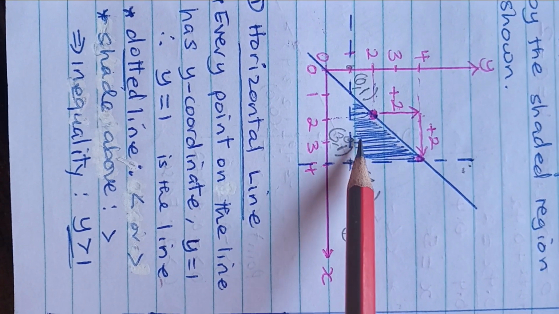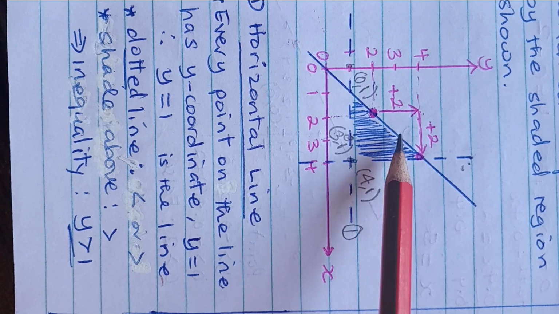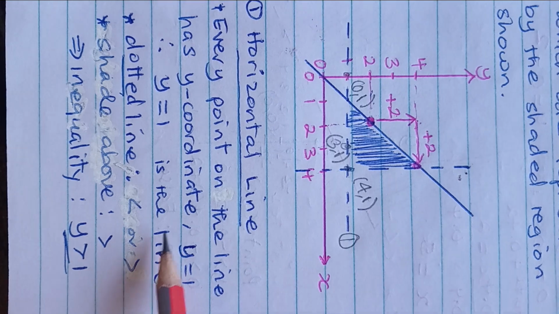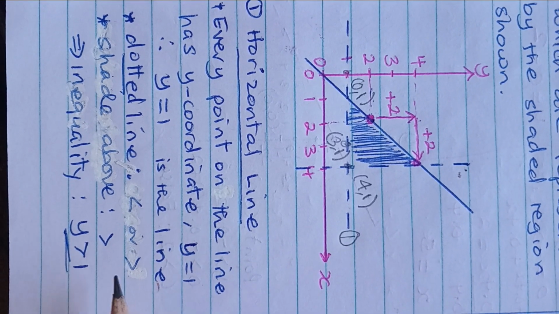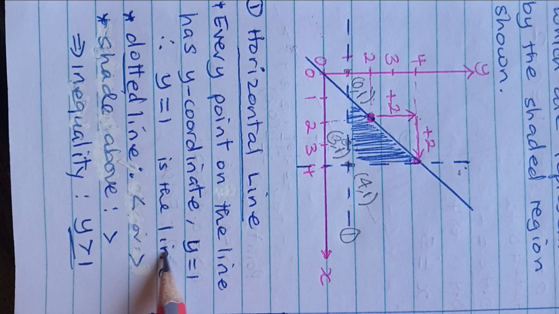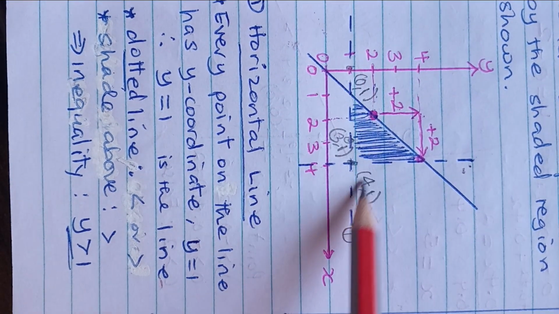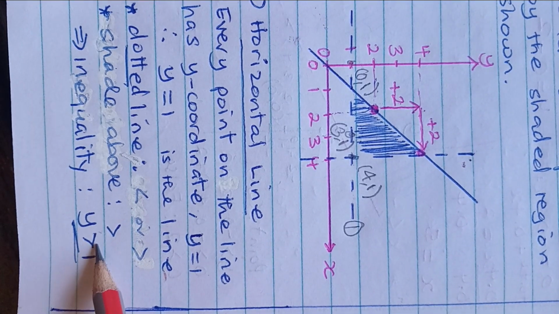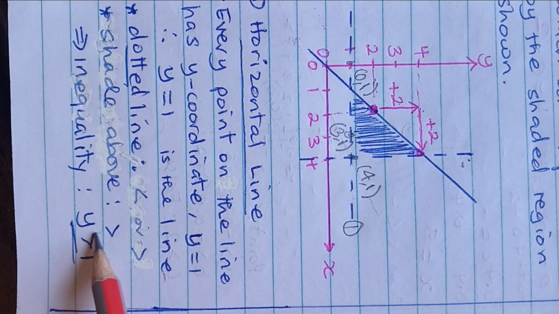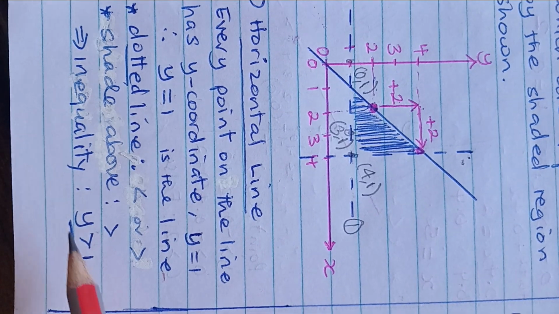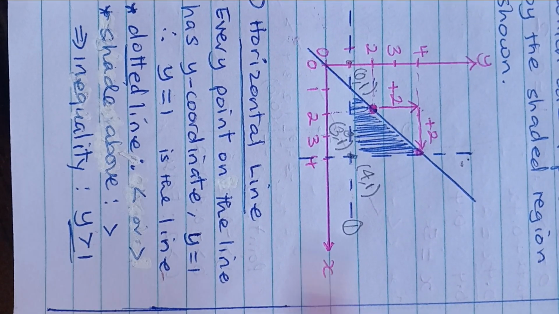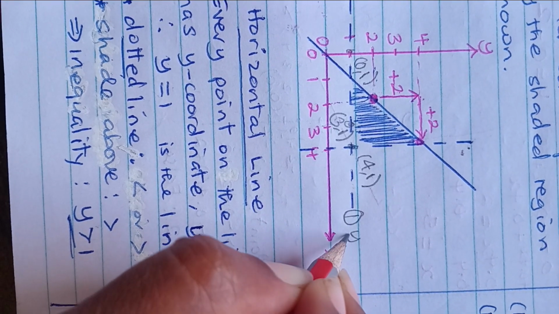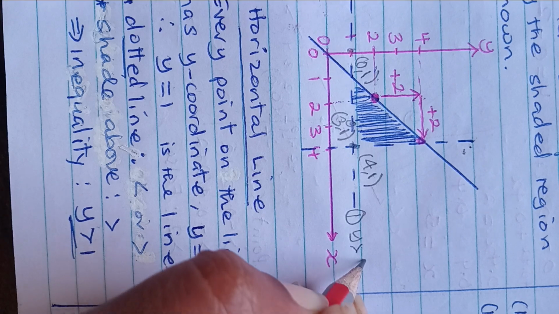If you look at it now, the shaded region is above our horizontal line, and so the correct inequality symbol will be greater than. And therefore for this line, our inequality is y is greater than 1. We just replace the equal sign here with the inequality sign. So let's say our line 1 has an inequality of y is greater than 1.